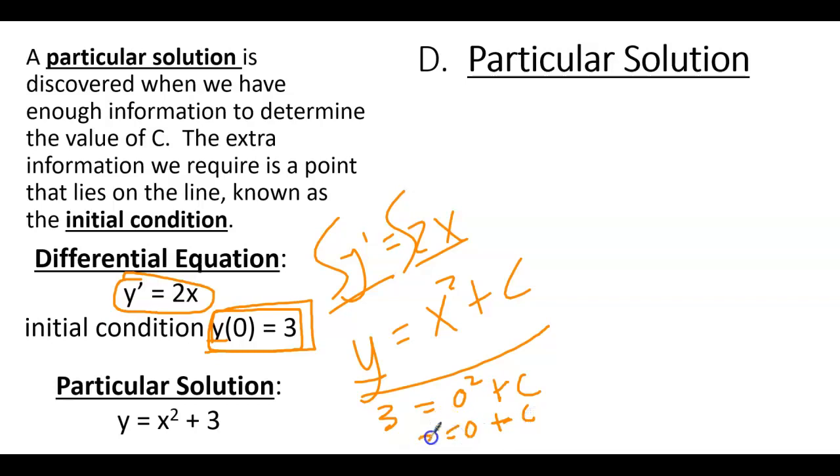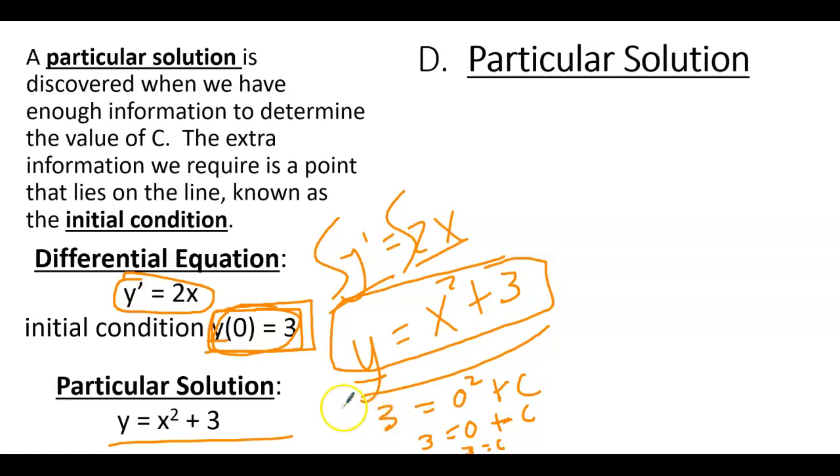And then c plus 0 is just c, so I'm just going to put c equals 3. And now I know that for my general solution, I don't have to wonder about what this number is anymore. Now I know that it must be 3, and that's because they gave me a point. And so now I have a particular solution.